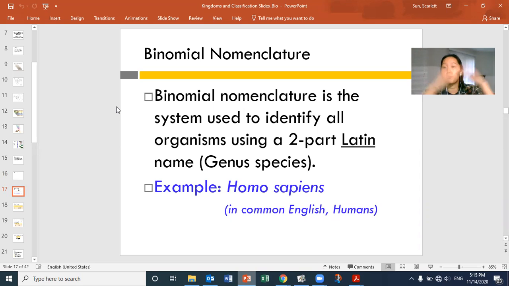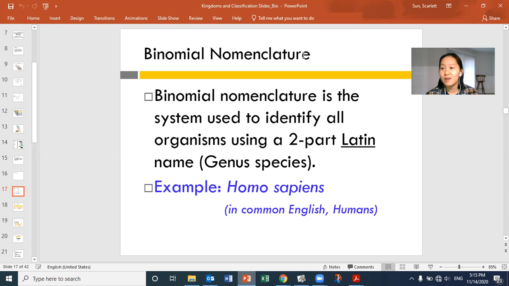So the genus is more broad, so it tells you where they fall. And then their species is within their genus, what they are exactly. The reason why it's called binomial nomenclature is because bi means two. Nomial literally means name. Nomen also means name, and clature means system. So binomial nomenclature actually means naming system, which is very creative, I guess, for science. So binomial nomenclature is a system used to identify all organisms using a two-part Latin name.